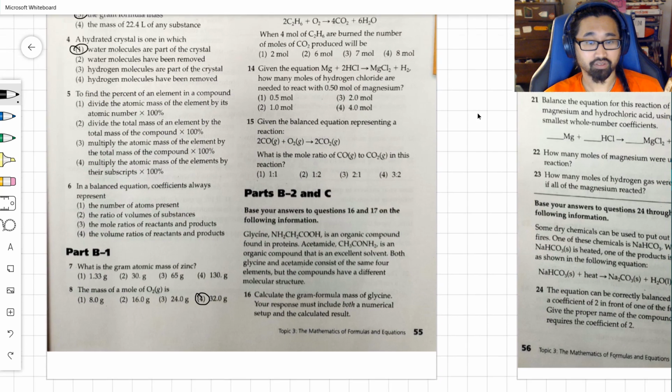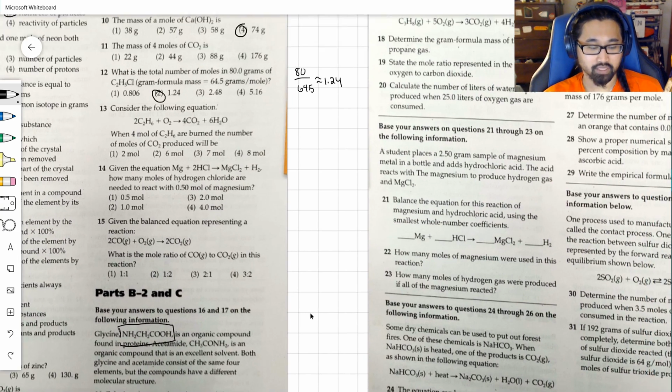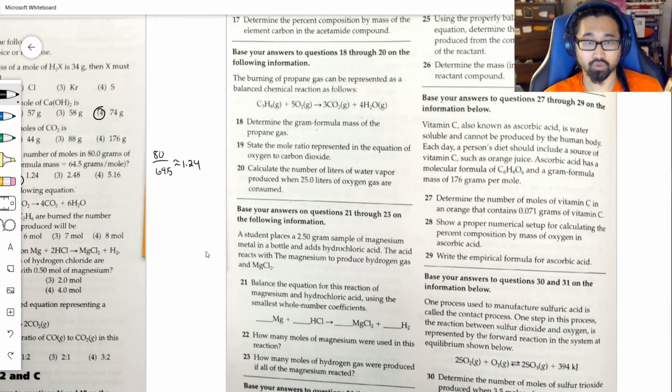Number 16, all the way down here. We need the GFM for glycine. This says you need the setup and the result. It might be a little difficult to do while typing, so I'll accept just the result. Glycine is this compound here, and it has a GFM of 75. If you add everything together. Again, I recommend caution. Like, you can do it, just don't do it too quickly.